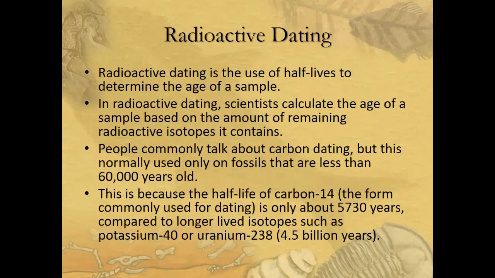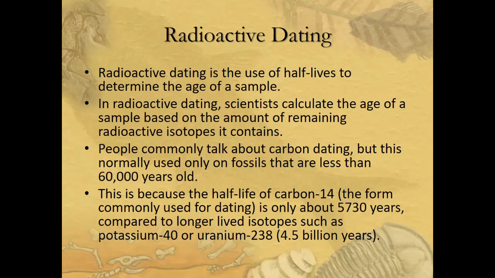In radioactive dating, scientists calculate the age of the sample based on the amount of remaining radioactive isotope it contains. Naturally occurring materials with a particular element, whether it's radioactive carbon 14 or something like that, have a certain amount of this unstable isotope. And over time, the unstable isotope breaks down into a different material. And as it does that, you can get a percentage and see how much time has passed since that sample was created.